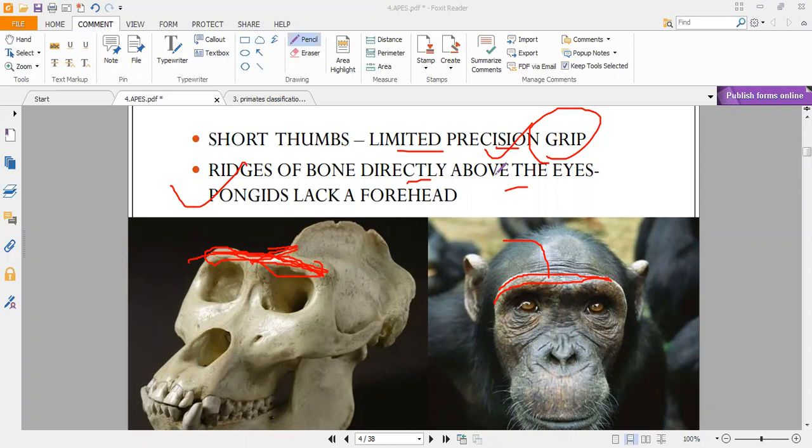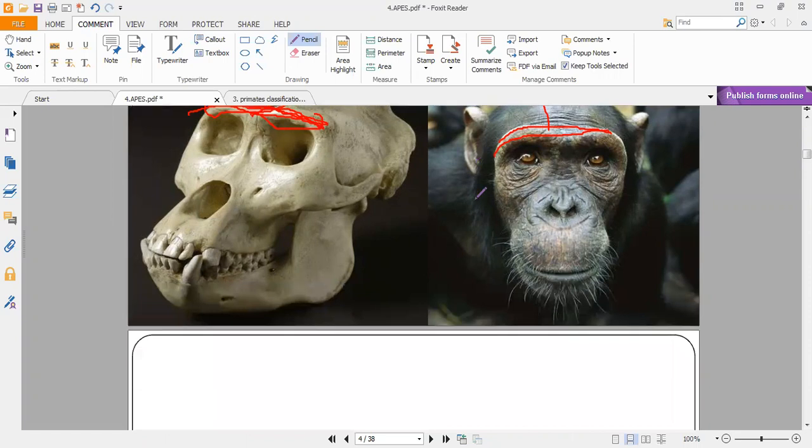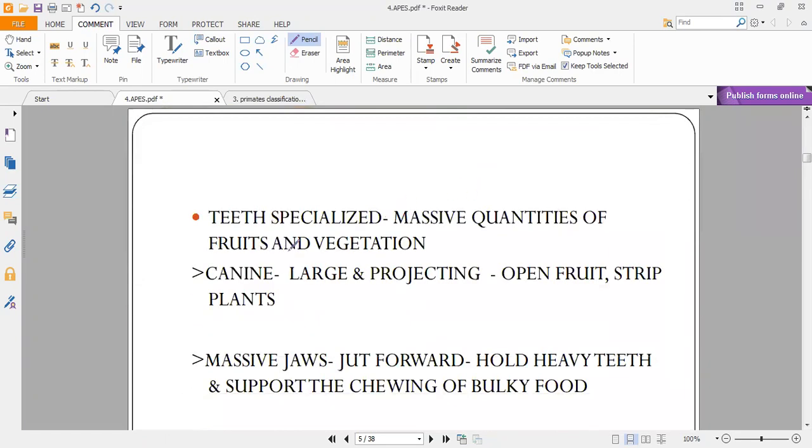Normally the apes, and especially the pongids, they lack a forehead, and if we talk about the teeth.